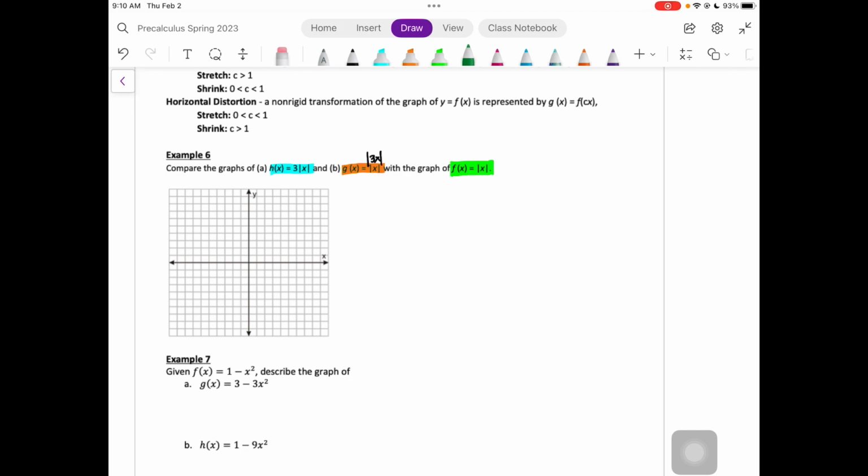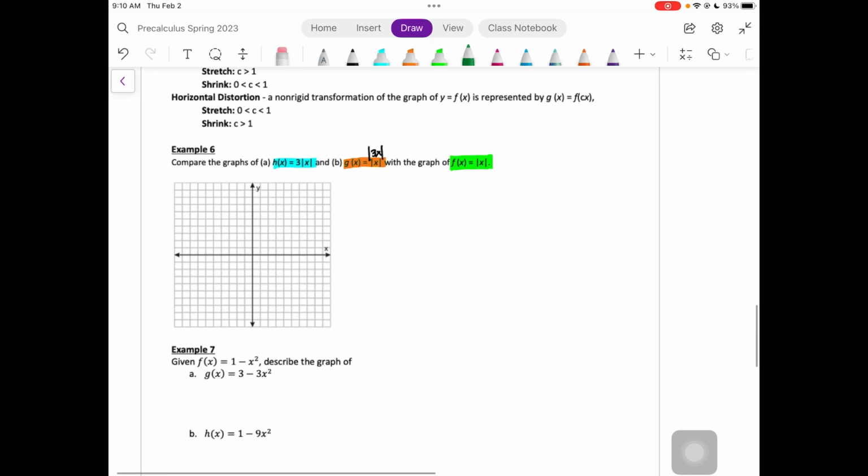Absolute value, remember, you're just taking the input and making it positive if it was not already positive. So if I plug in 0, I get 0. If I plug in 1, I get 1. 2 is 2. 3 is 3. Negative 1 is positive 1. Negative 2 is positive 2. Negative 3 is positive 3. And so our parent function looks like that. You can see my lines aren't perfectly straight, but that's okay.